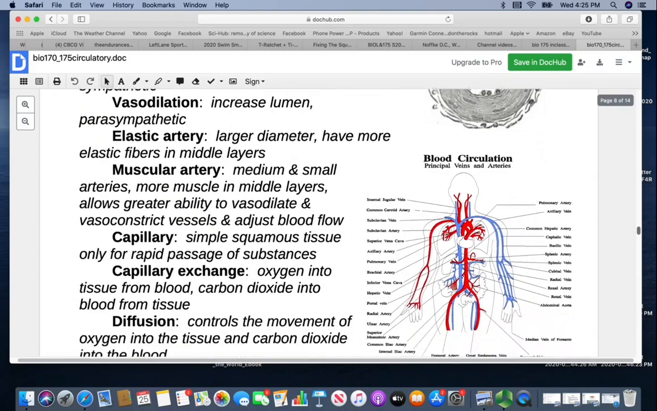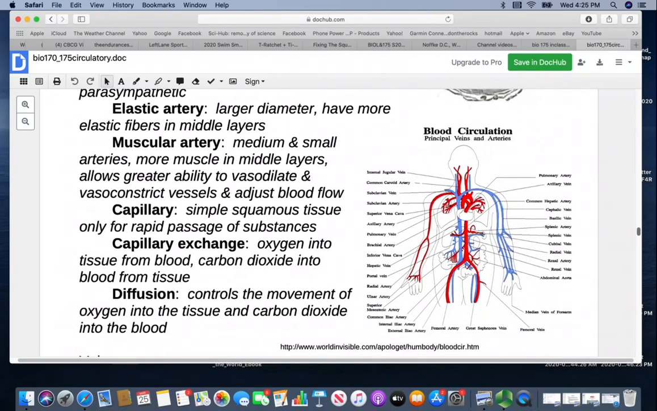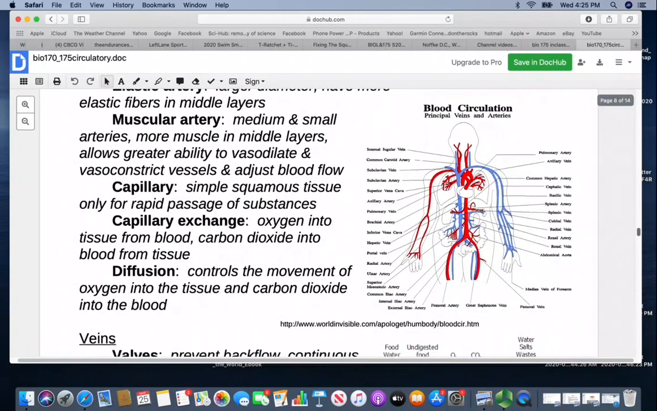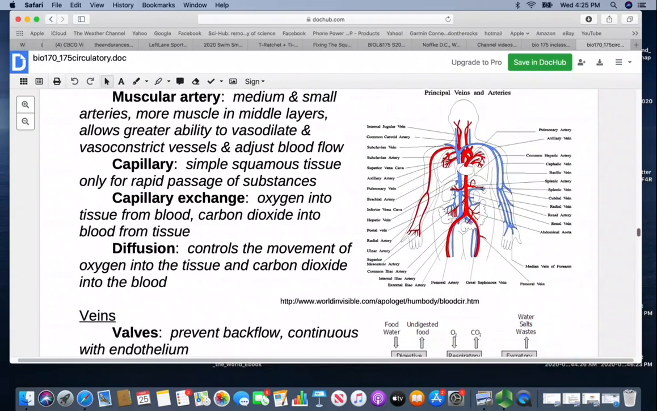And then your capillaries, they are just simple squamous tissue, and it allows for the rapid passage of the gases across the membrane. So capillary exchange is when you move that oxygen into the tissue from the bloodstream and the carbon dioxide into the blood from the tissues. So this is largely controlled by diffusion. However, when we talk about the respiratory system, we'll look at other factors in there that will help to influence moving the carbon dioxide and oxygen.